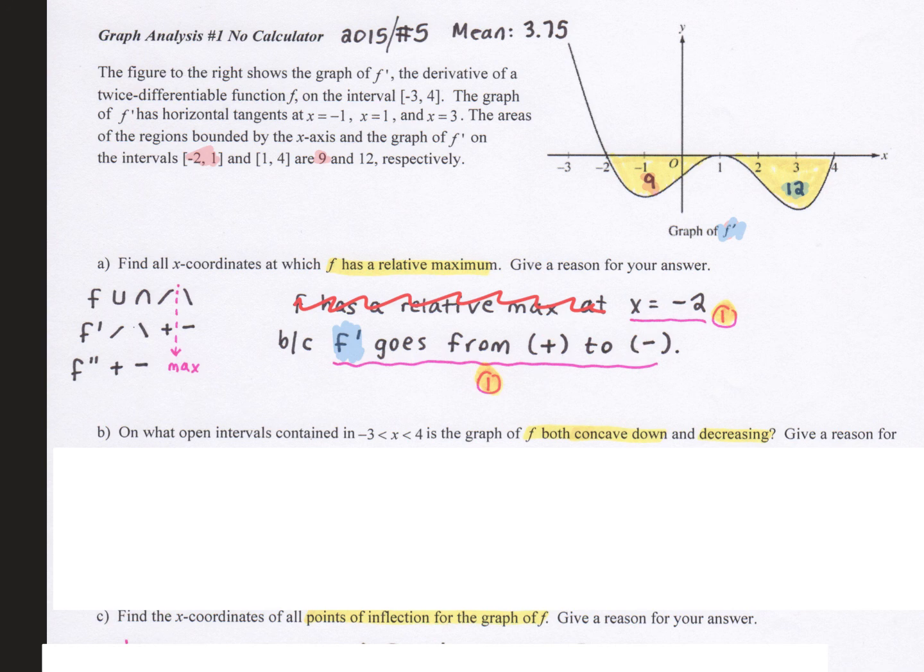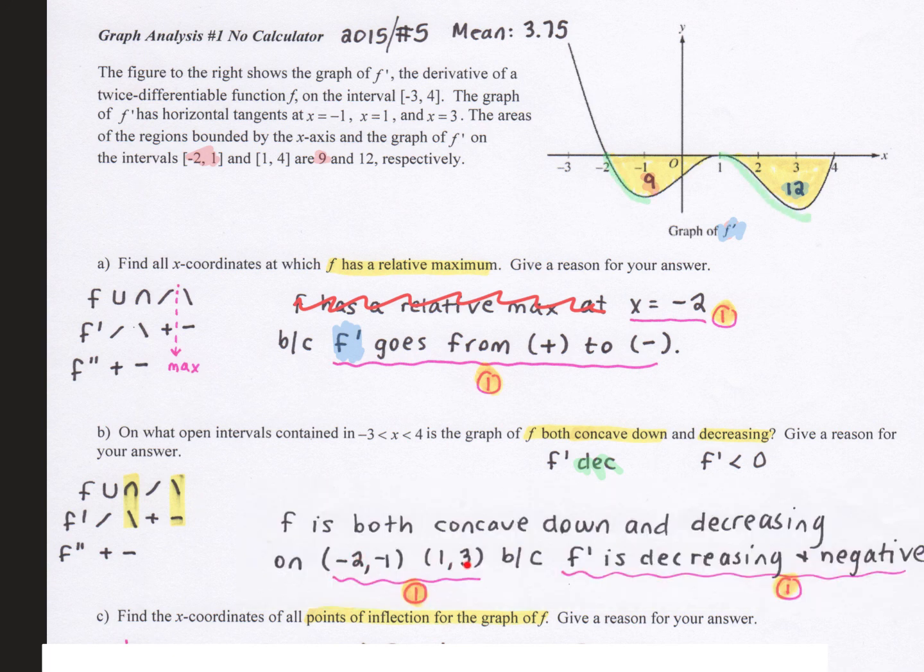In part B, I'm asked on the open interval where f is both concave down and decreasing. And again, a fun chart will help me visualize this. So I know that f is concave down where my derivative graph f prime is decreasing, and f is decreasing where my derivative graph is negative. So I'm looking for intervals where f prime is below the x-axis and also on a downward trend. So that's going to be from -2 to -1 and also from 1 to 3.